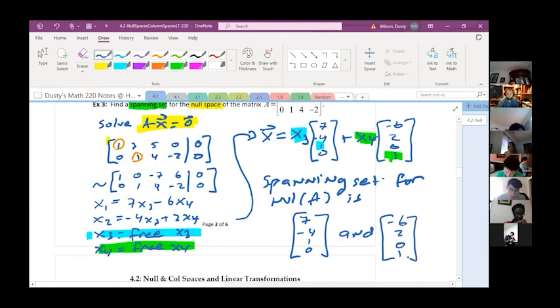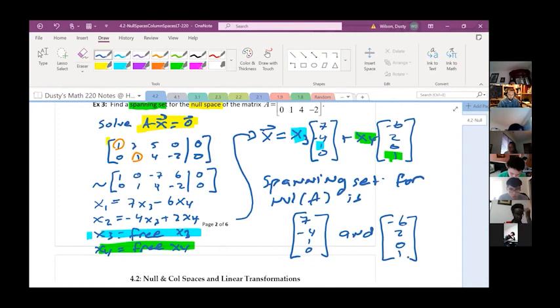Is this spanning set unique? Are there other spanning sets? So, since we have a free variable, I don't think it's unique. Yeah, that's right. So it's not unique.